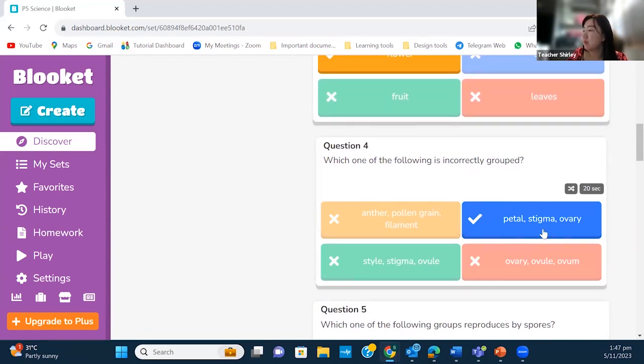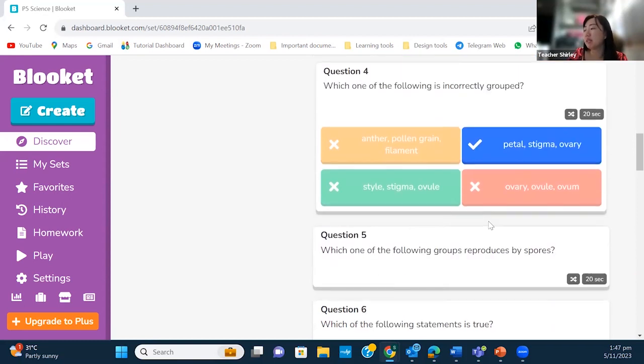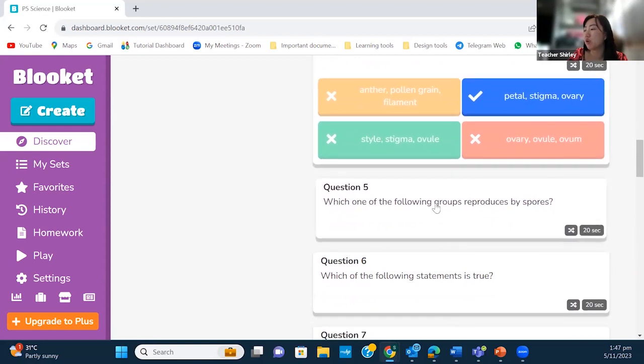Okay, the reason why this is incorrectly grouped is because they are not part of each other. The ovary and stigma are part of the female part, but not the petals. The petals are the external parts. So this is grouped wrongly.